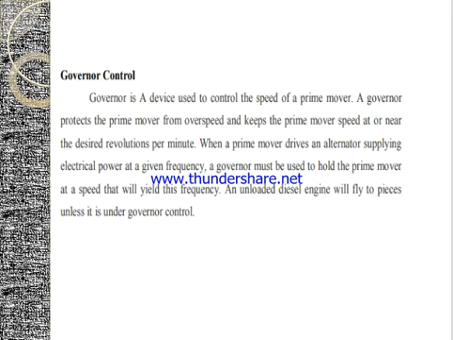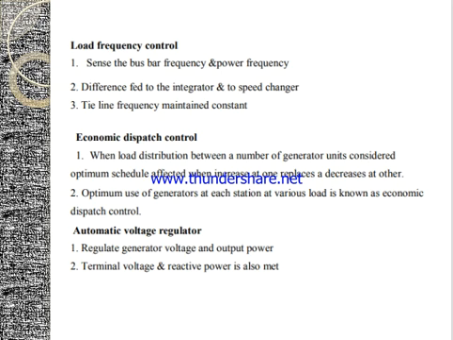And next, an unloaded diesel engine will fly to pieces unless it is under governor control. When considering the load frequency control, it will sense the busbar frequency and the power frequency. The difference is fed to the integrator and then to the speed changer, and finally the tie line frequency is maintained constant.